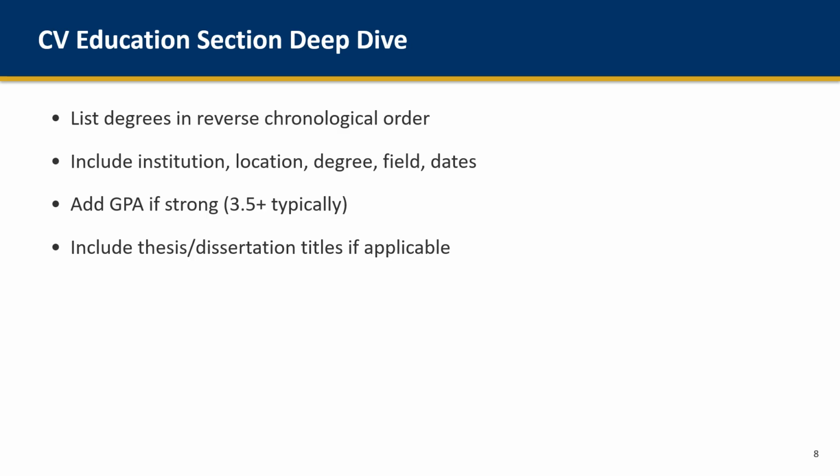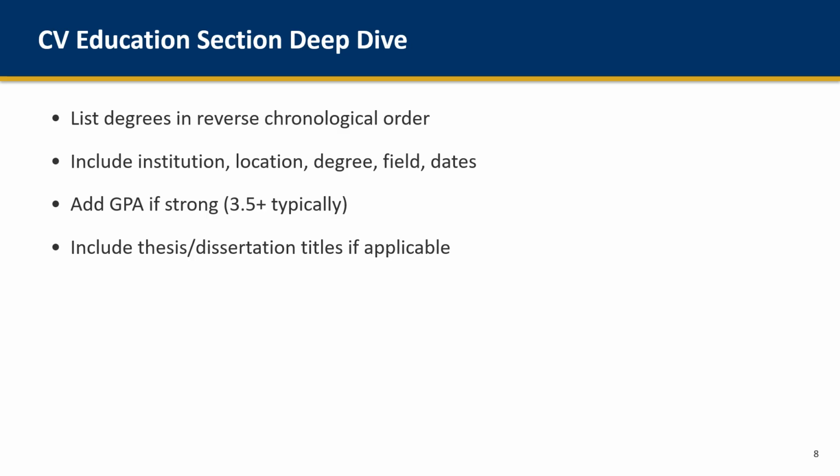Include your GPA if it's strong, typically 3.5 or above. If your overall GPA is weaker but your major GPA is strong, you can list both. If your GPA is below 3.0, consider omitting it entirely since including it draws attention to the weakness. Include thesis or dissertation titles if applicable. For applicants who completed undergraduate honors theses or master's theses, include the title and advisor. This signals research experience and gives readers insight into your interests.